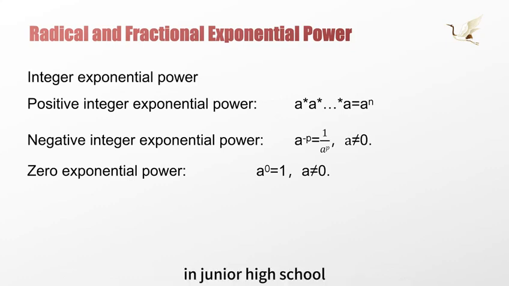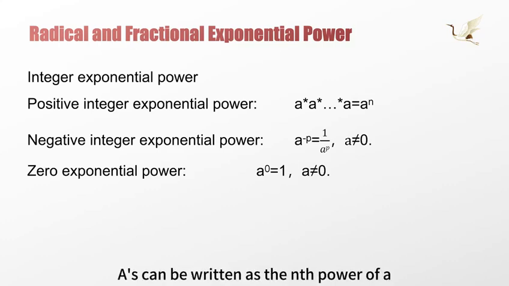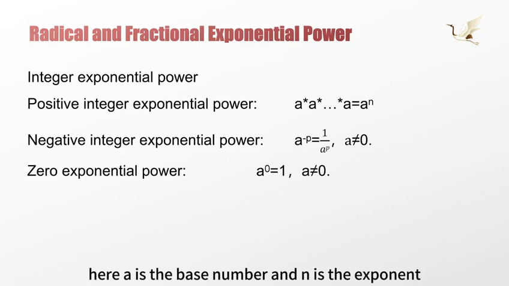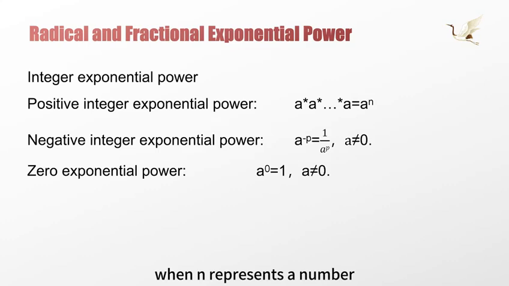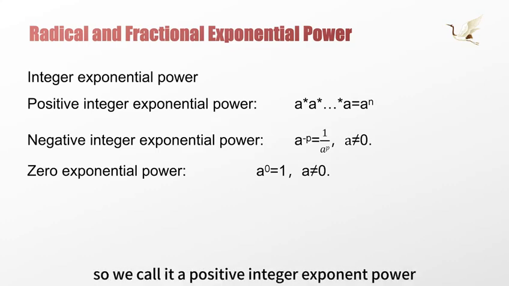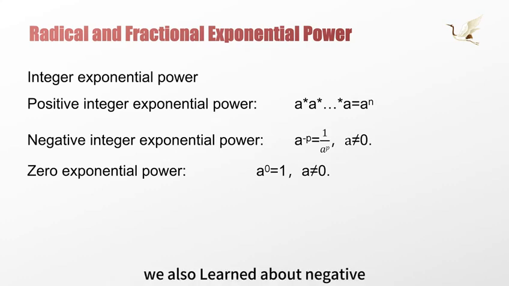In junior high school, we said that multiplying n a's can be written as a to the nth power, pronounced as the nth power of a. This is called the nth power of a in terms of the operation result. Here, a is the base number and n is the exponent. When n represents a number, it obviously refers to a positive integer, so we call it a positive integer exponent power.